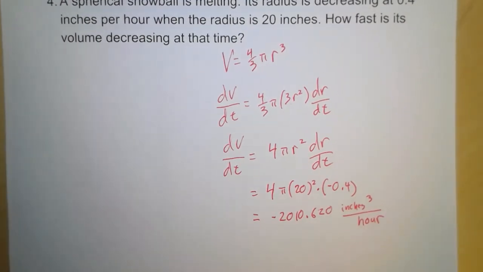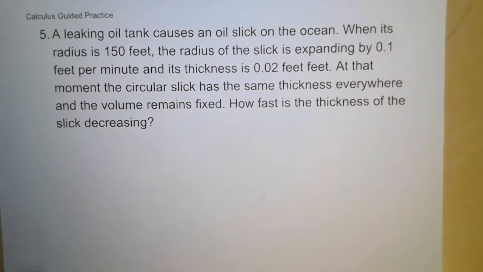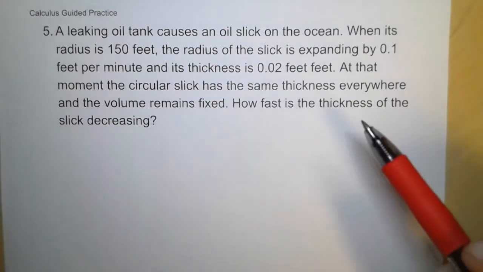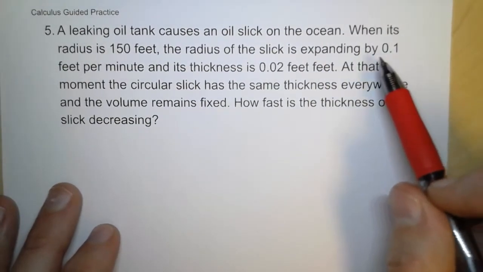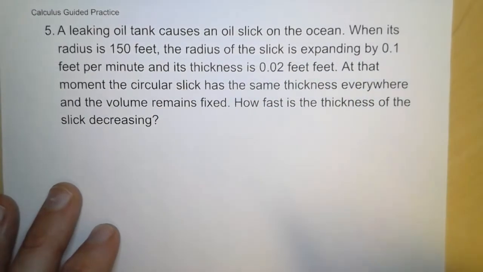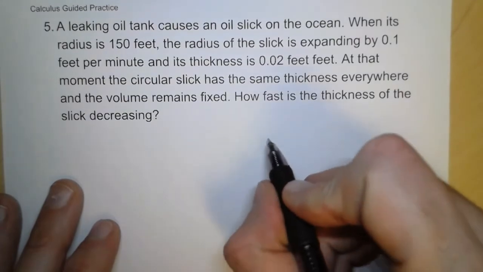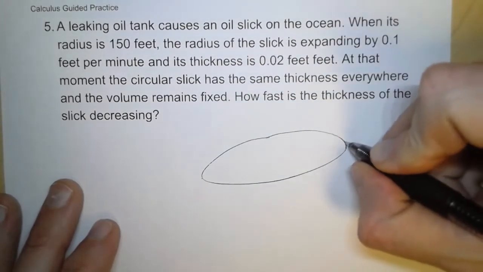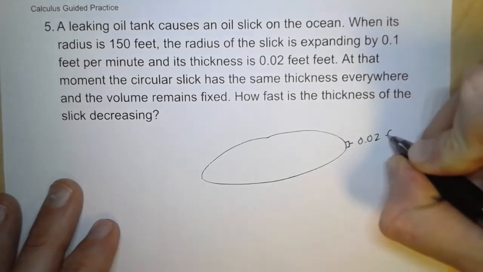Remember, it doesn't stay that way. It changes as the radius changes. All right, for our last problem, here we have an oil slick on the ocean, and it is expanding. At least the radius is by 0.1 feet per minute, and the thickness is 0.02 feet. So if you can imagine a circular oil slick, and it has the tiniest of thickness, and that is 0.02 feet.